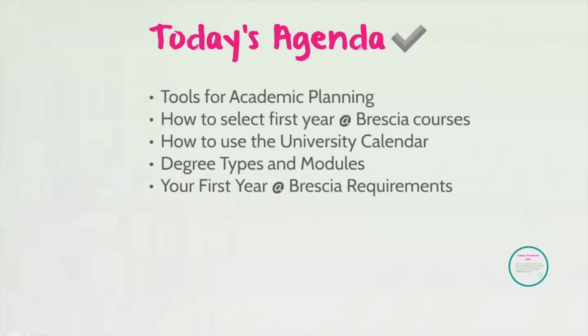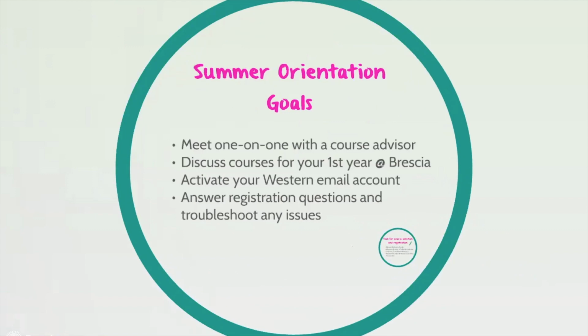On today's agenda, we will be reviewing a few different tools to help plan both your first year as well as your whole degree here with us. But probably right now, you are most excited and most eager to plan your first year. So we'll be looking specifically at those first year courses, how to use the university academic calendar, different degree types and modules, as well as those requirements for your first year and beyond. And some goals of the summer orientation program.